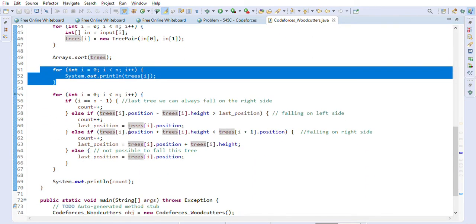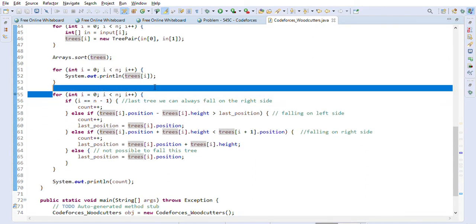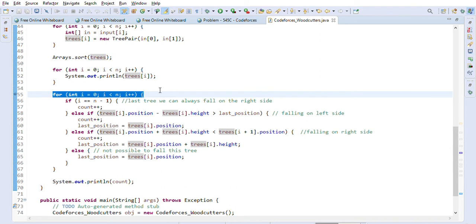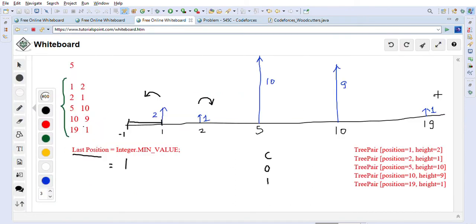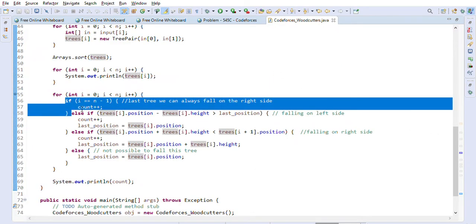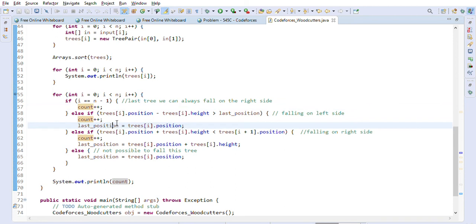So first thing is, these are all the tree pairs, right, 0 to n. When we are at the end of the last tree pair, as I showed you here, we can always fall this tree basically, right? We can always fall, so we have to always do +1 here for that tree. Otherwise, we are trying to fall the tree on the left side, right?